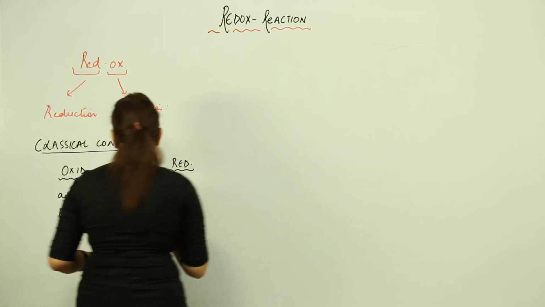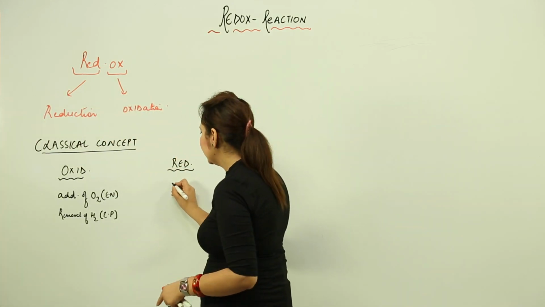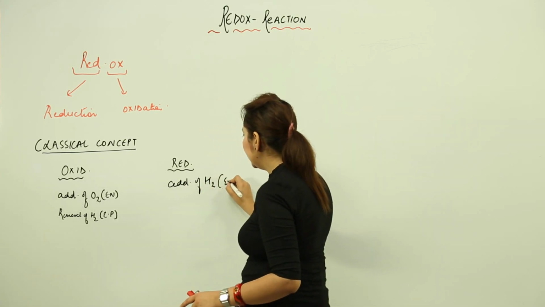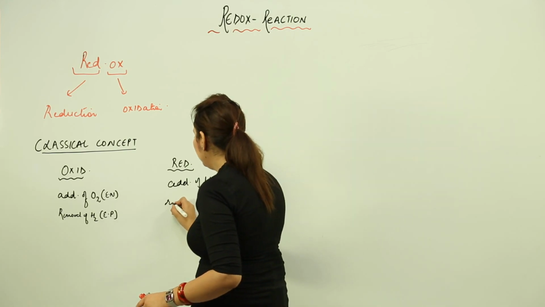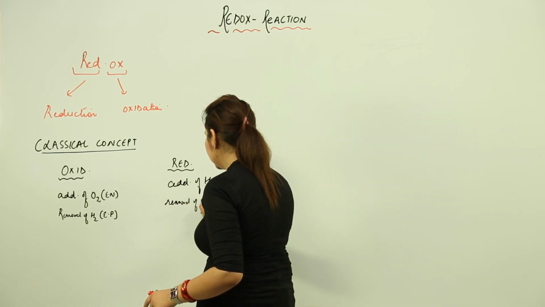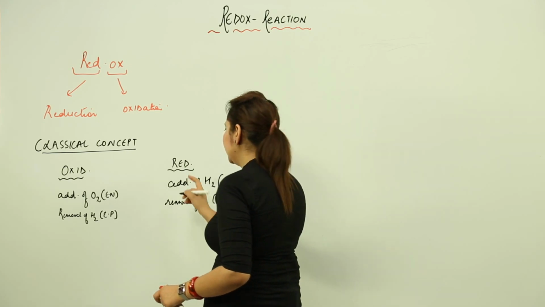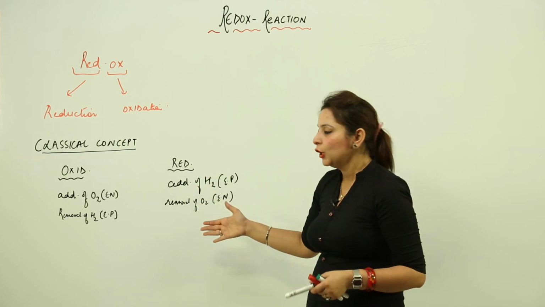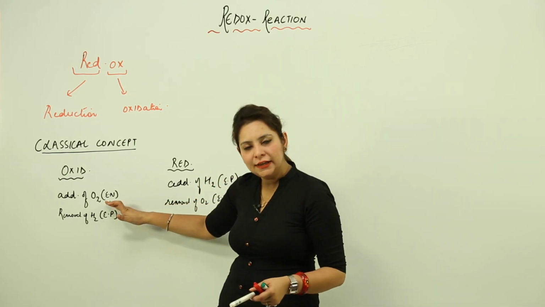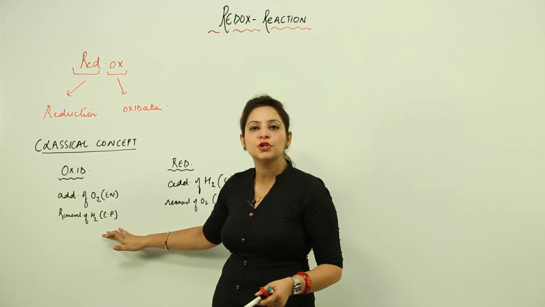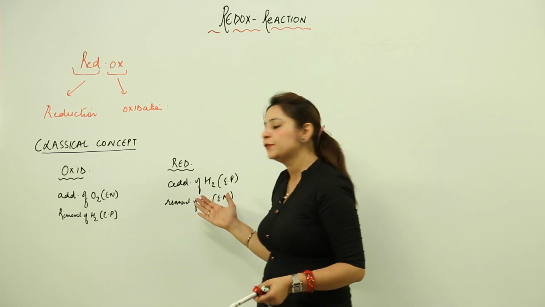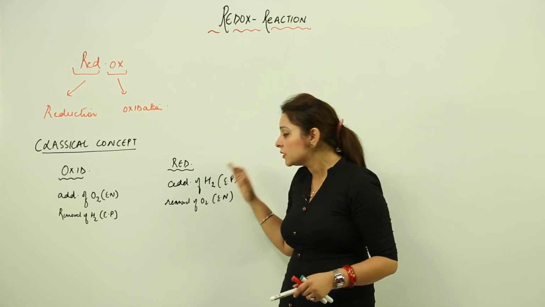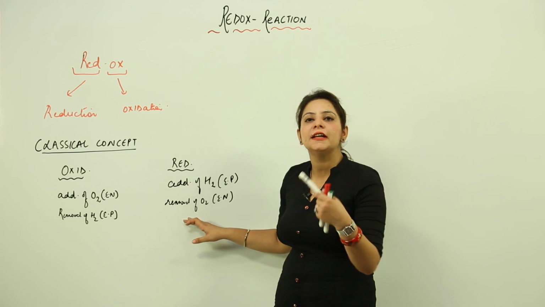Likewise, reduction is just opposite to that. Addition of hydrogen or any electropositive element, and removal of oxygen or any other electronegative element is called reduction. So this is what we have, the oxidation and the reduction. Oxidation is addition of oxygen or any electronegative element, or removal of hydrogen or any other electropositive element. Likewise for reduction, it is just reverse: in reduction we add hydrogen or any electropositive element, or remove oxygen or any other electronegative element.